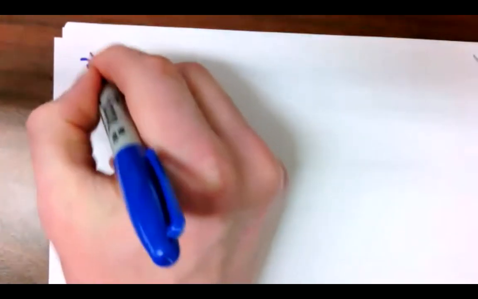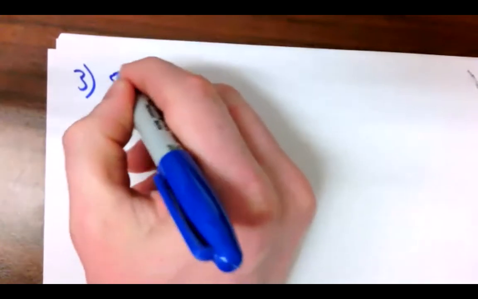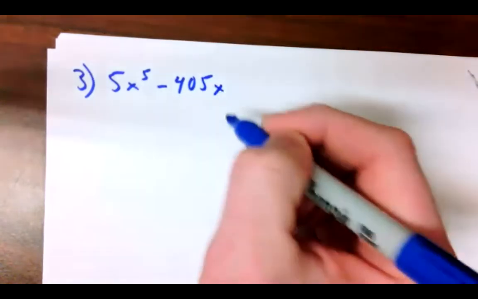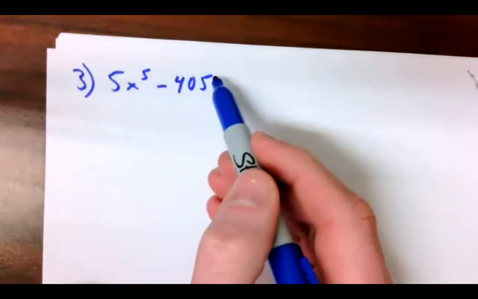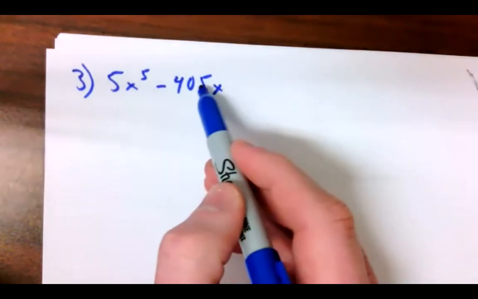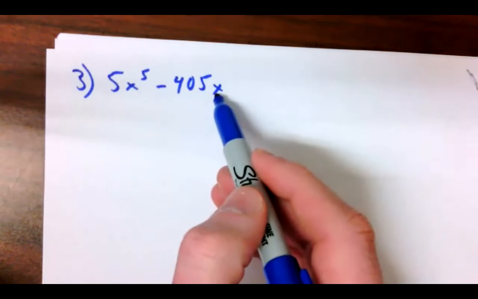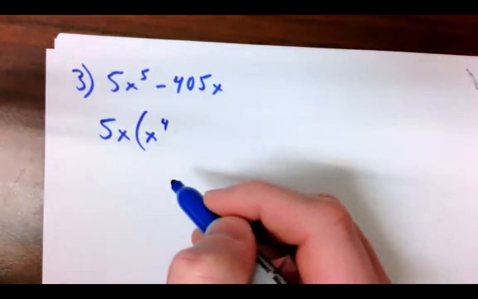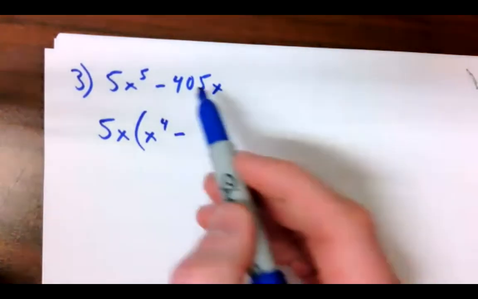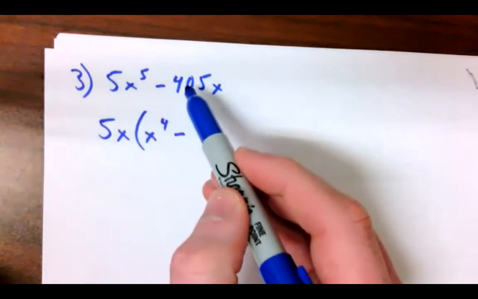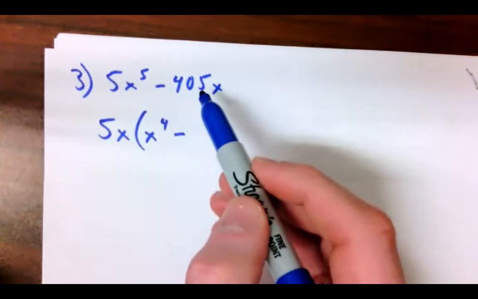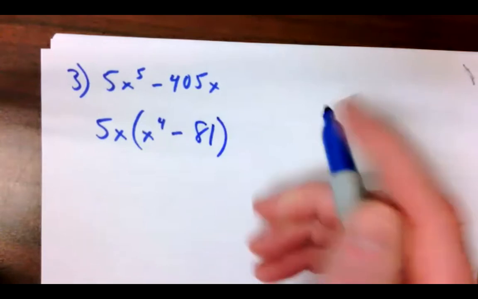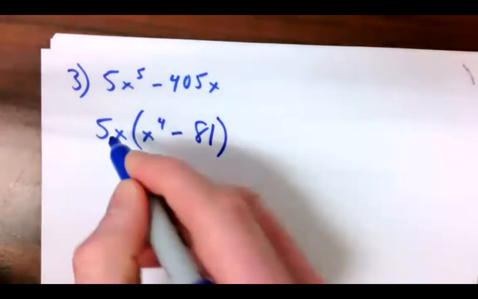Number 3, 5x to the 5 minus 405x. All right, so clearly I would think you can see that a 5 goes into each of these, as well as 1x. So we take out 5 and x. So that means what's left over is x to the 4. How many times does 5 go into 405? 5 goes into 40 8 times, and then the 5 is 1. If you need a calculator to do that, that's fine. So we have x to the 4 minus 81.